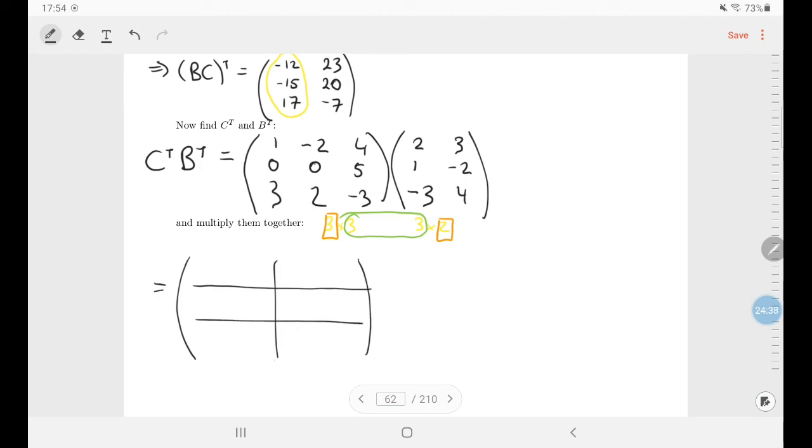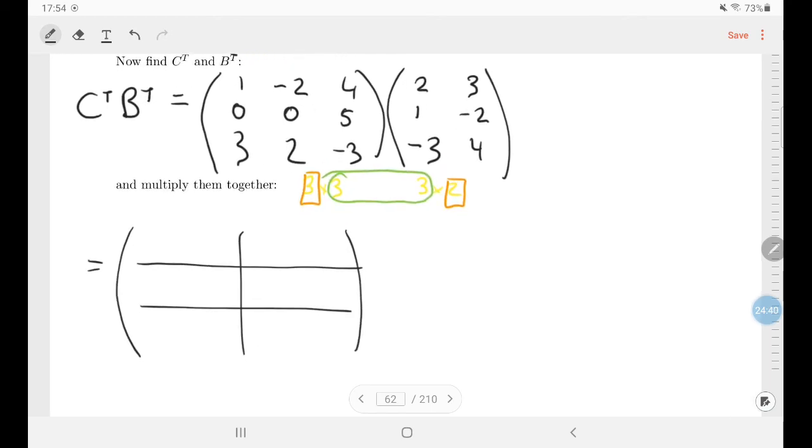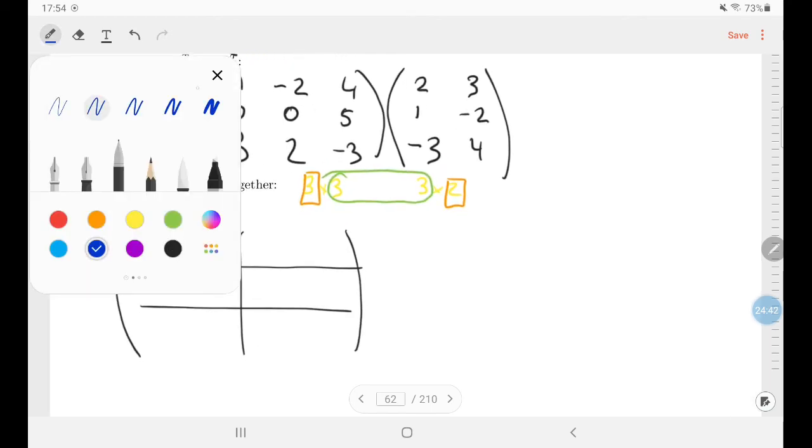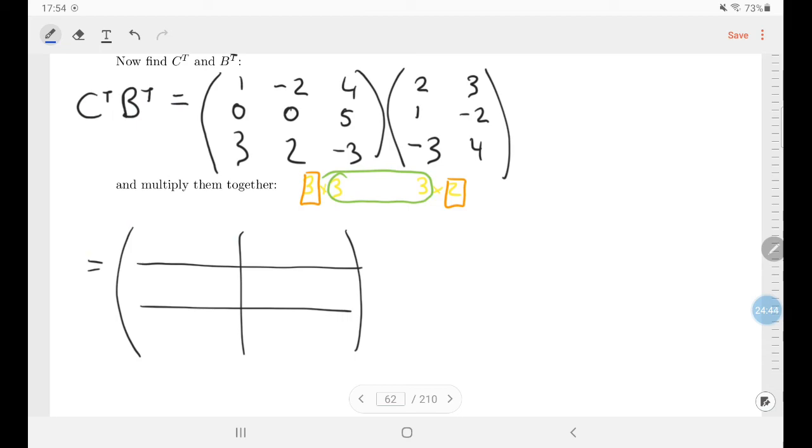Not sure, is that really enough space? It's not, but look, we'll drive on. So up the top left, row 1, column 1. 1 by 2 is 2, plus minus 2 by 1 is minus 2, plus 4 by minus 3 is minus 12. Next one over is row 1, column 2. 1 by 3 is 3, minus 2 by minus 2 is plus 4, plus 4 by 4 is 16.